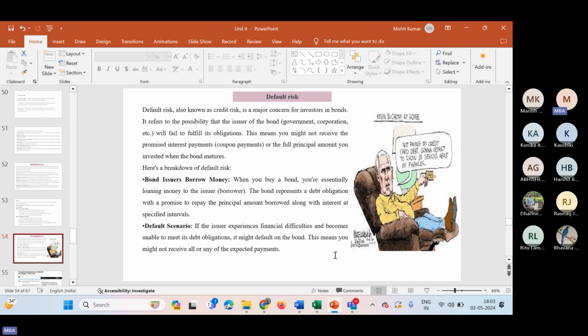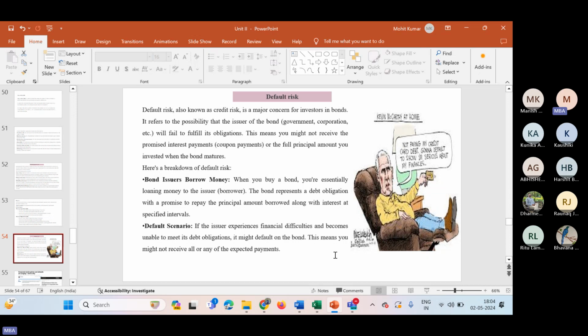Now let's read this text. Default risk, also known as credit risk, is a major concern for investors in bonds. It refers to the possibility that the issuer of a bond, it could be a government, a corporate company, or even an individual, will fail to fulfill its obligations, meaning they will not be in a situation to pay the interest, or will not be able to pay the principal amount as well. Okay, so this is called being defaulted on the bond.